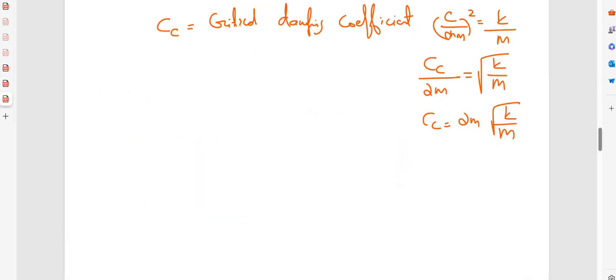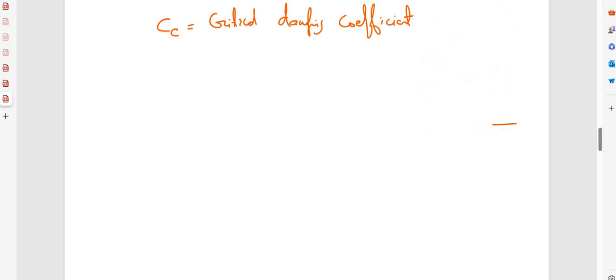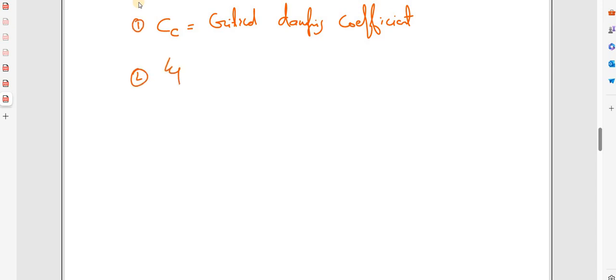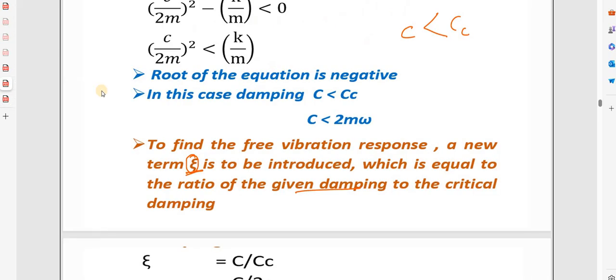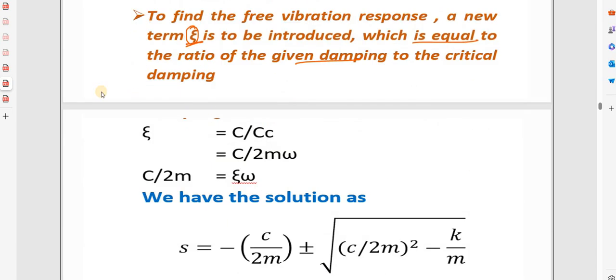So this was our first term, critical damping. The second term which we are introducing is eta, the ratio of the damping coefficient c to critical damping, c by cc. That is the second term which we are introducing today, equal to the ratio of the given damping to critical damping. So eta is equal to c by cc. We already know cc is 2m omega. So I am writing c by 2m is equal to eta into omega, just substituting that term.